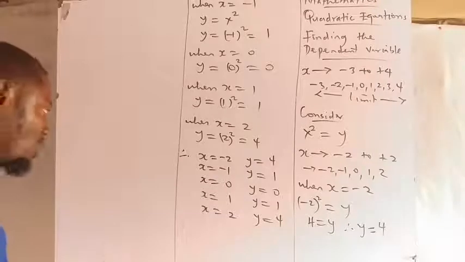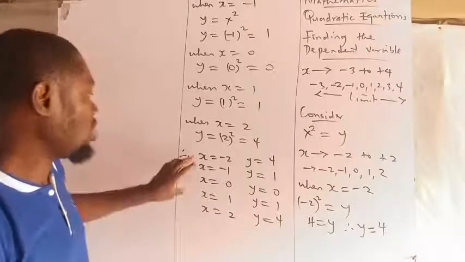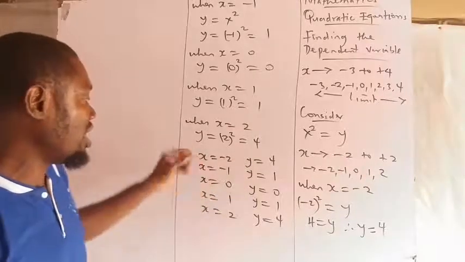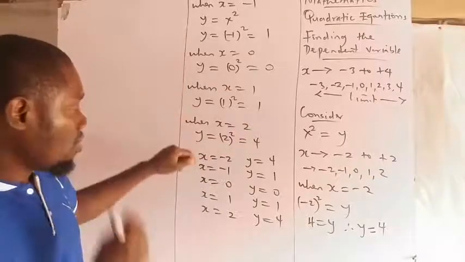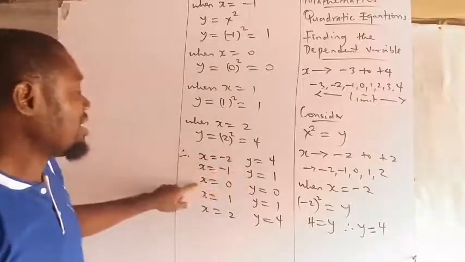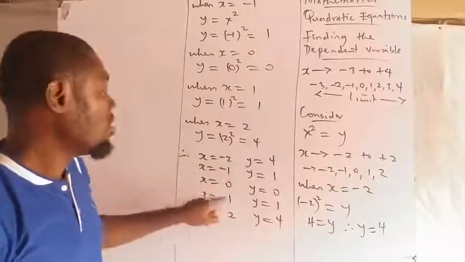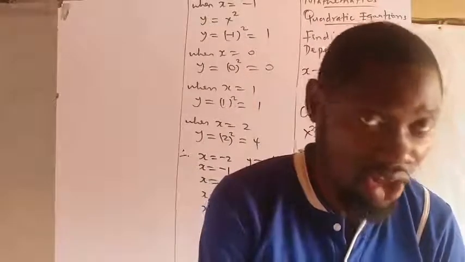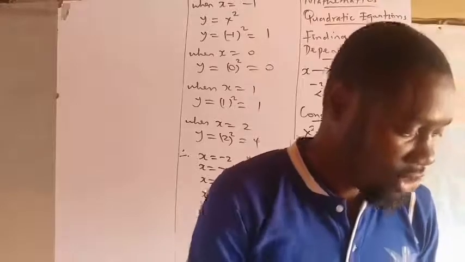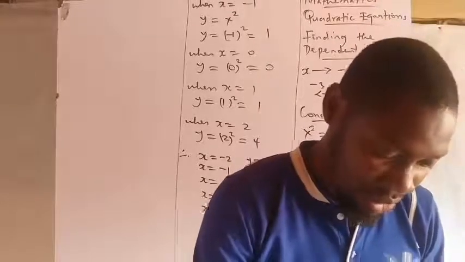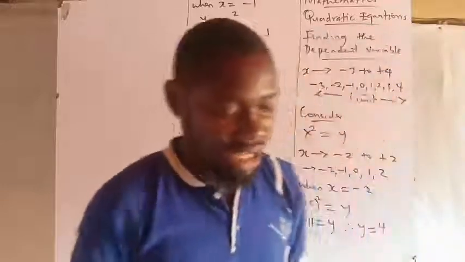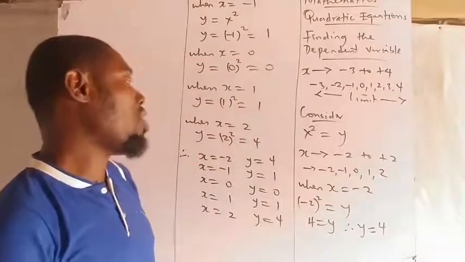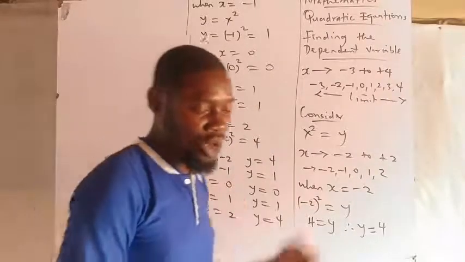So these are the corresponding values now. We have been able to work on the independent variable to help us get the dependent variable. You can see when x is -2, y is 4, when x is -1, y is 1, when x is 0, y is 0, when x is 1, y is 1, and when x is 2, y is 4. That is how you deal with such problems in mathematics. Sometimes students are asked to complete quadratic tables using this same idea. So if you're asked to complete a quadratic table, this is the same idea you are going to use.